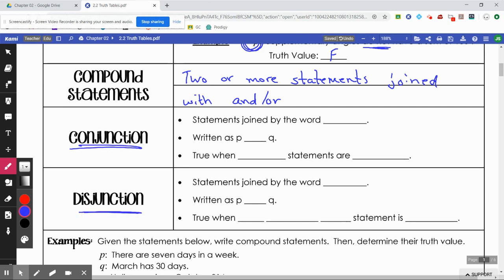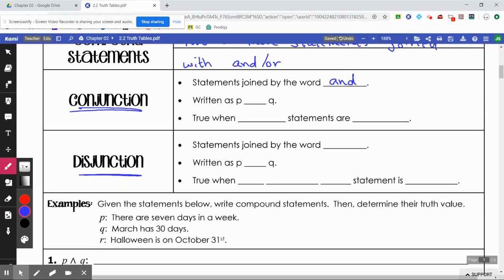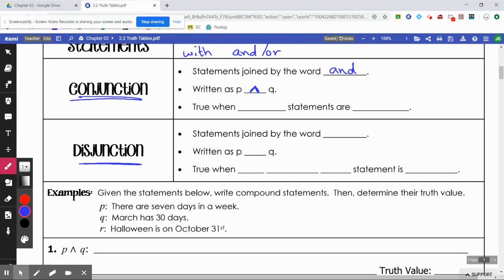Conjunctions are statements joined by the word and. The symbol for a conjunction is like a little pyramid. This is written as this, and it is read as P and Q. Now let's talk about what it means to be a conjunction. In order for P and Q to be true, it is true when both, that is a very important word here, it is true when both statements are true.